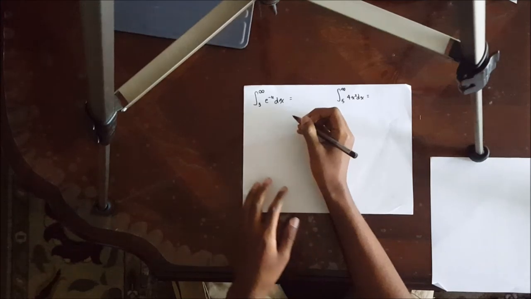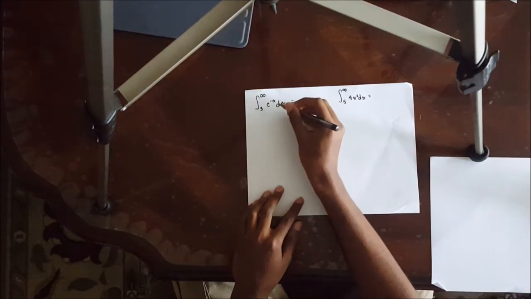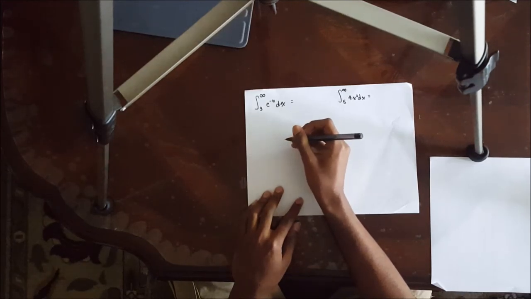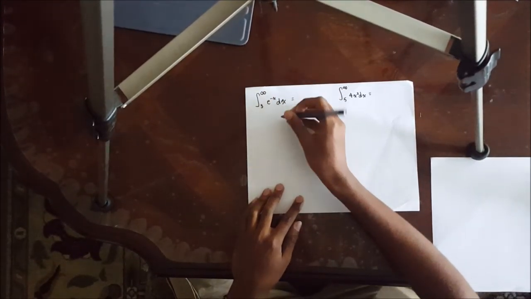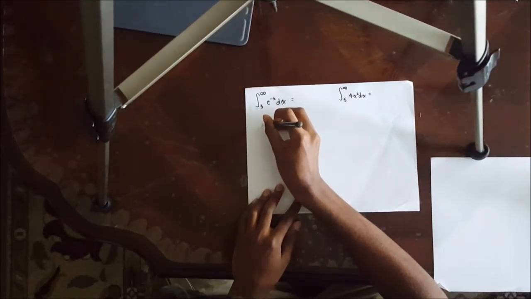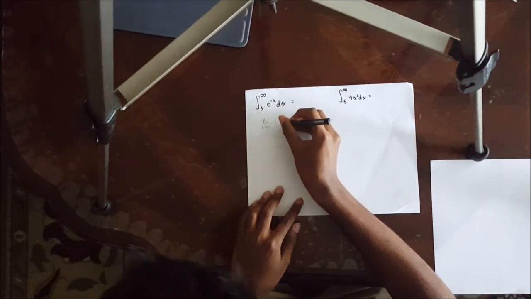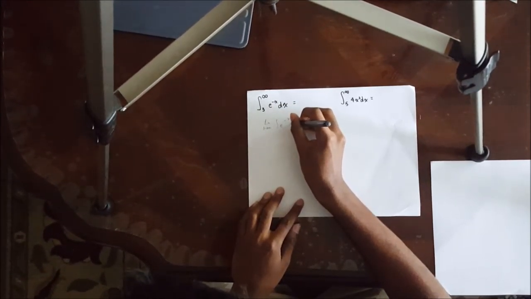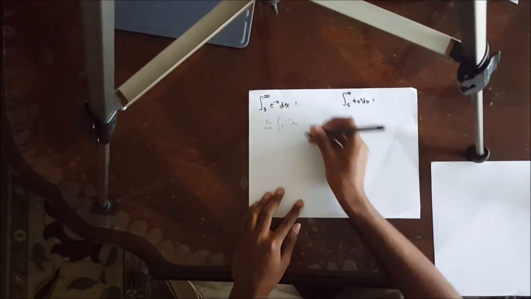So let's evaluate these integral problems. Starting off with the integral from 3 to infinity of e to the negative x dx. This is improper integrals. So first off, we have to write this in a different format. We write the limit as b approaches infinity of e to the negative x dx. Now we write 3 here, but we're substituting b for infinity because this is improper.